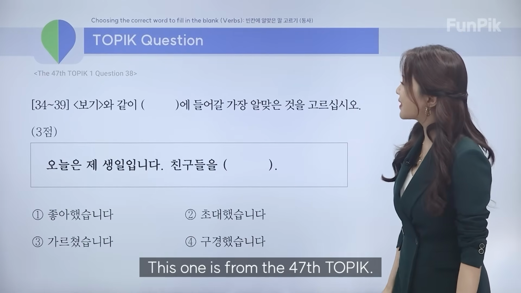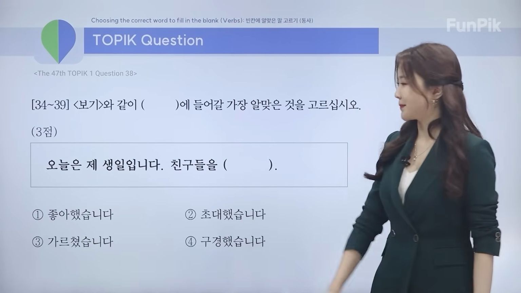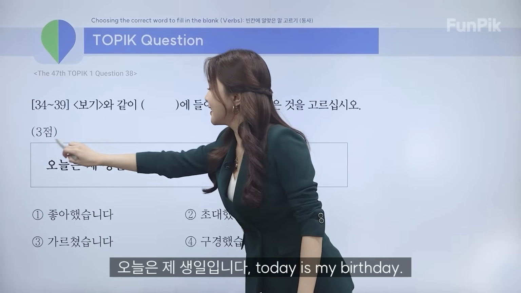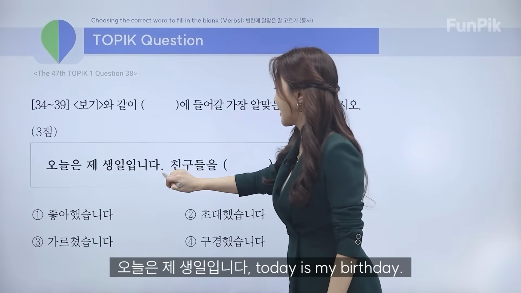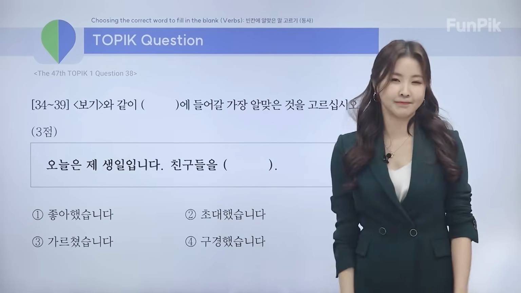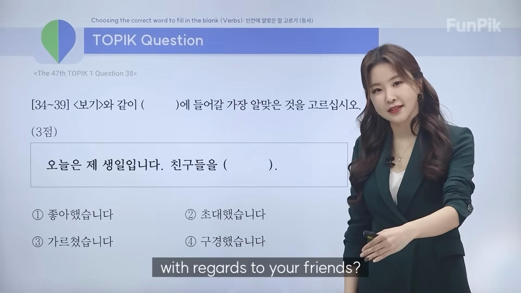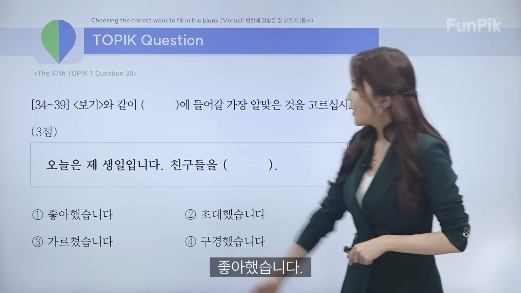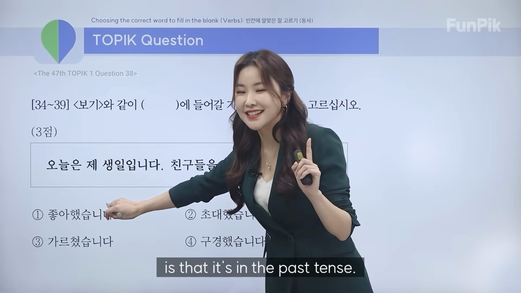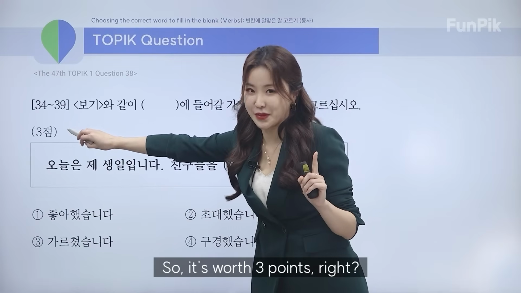Let's do another one. This one is from the 47th TOPIK. First, the sentence without the blank. 오늘은 제 생일입니다. Today is my birthday. 친구들을, friends, something. If it's your birthday, what do you do with regards to your friends? Let's see the options. 좋아했습니다. Okay, one thing that you should notice is that it's in the past tense. Past tense. So it's worth 3 points, right?